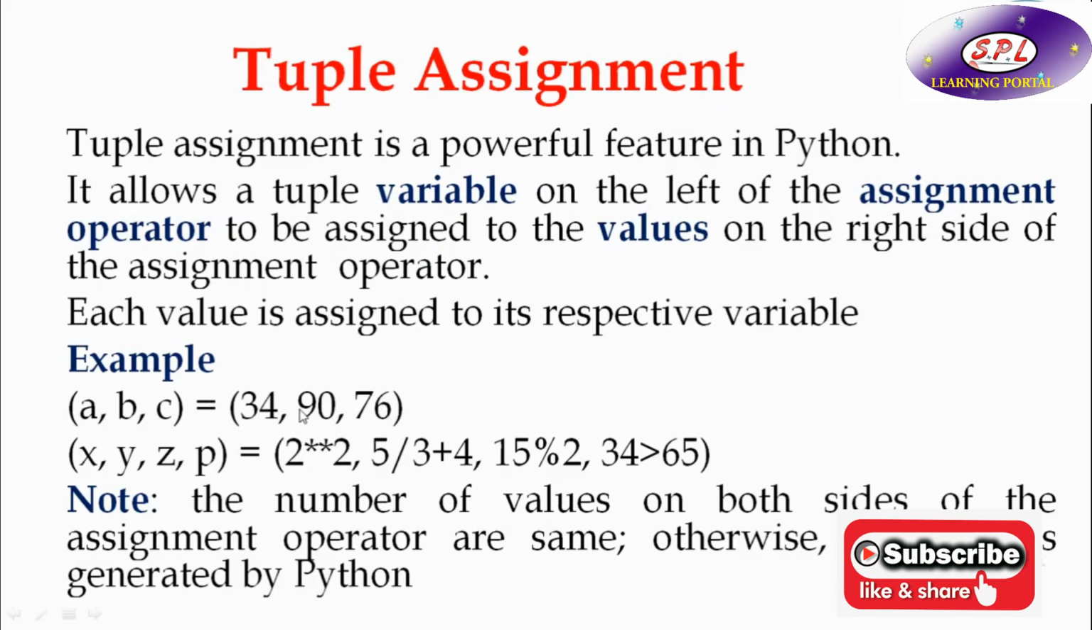Can only variables be there on this side? We can have expressions on the right side also. So what are the expressions? The arithmetic expressions, look: power, then slash and plus, next modulus operator. Next I have given a relational expression, greater than. 34 is greater than 65, false. So P stores the false result. 15 modulus 2: when dividing by 2, what happens? The remainder 1 is stored.